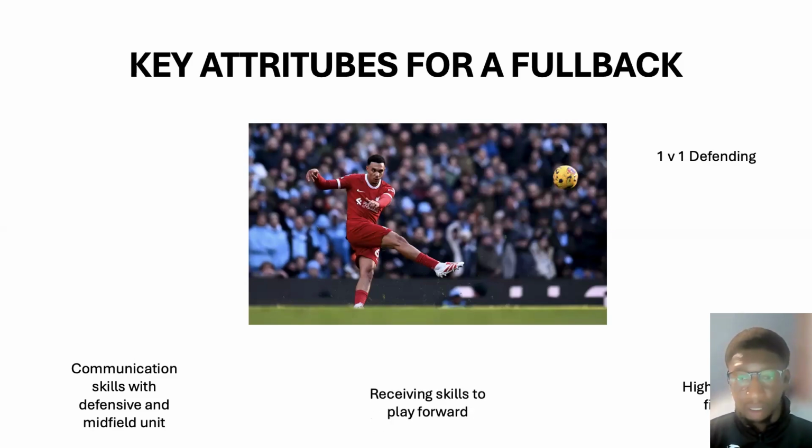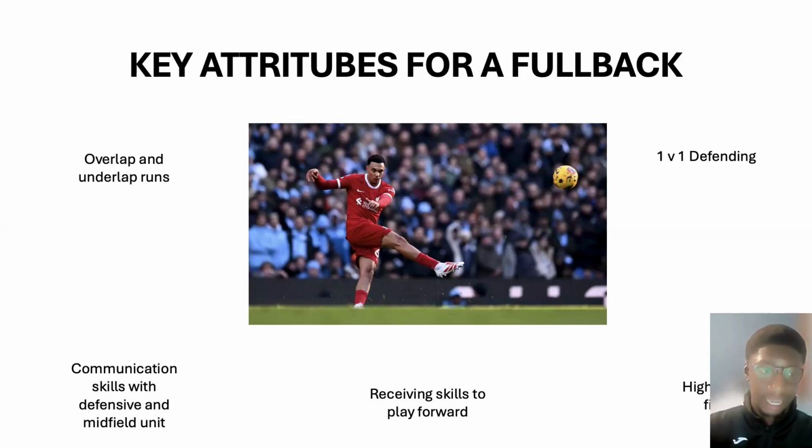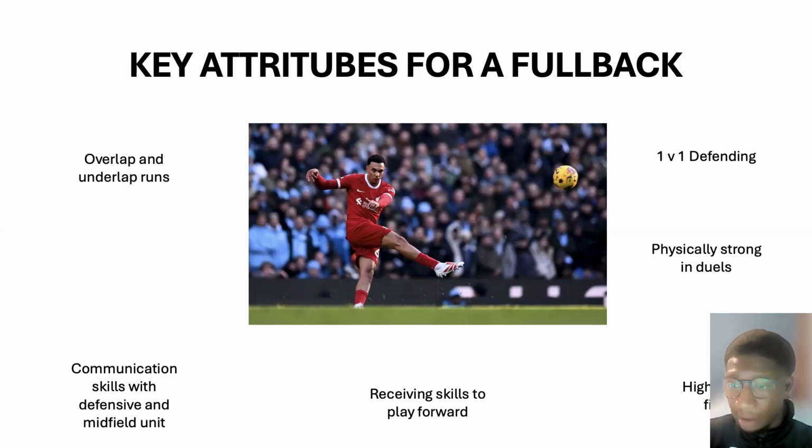Receiving skills to play forwards. So if we're receiving it on the half turn, if we're receiving it back to goal or facing to go forwards, receiving with an open body shape, receiving it on the half turn to play forwards where possible. Overlap, underlap runs. So how we saw in the first photo of Trent Alexander-Arnold, where he found himself high up the pitch making an overlap run. Salah went on the inside to then get a crossing. And being physically strong in duels. So again, we saw the clip with Jules Koundé versus Nico Williams, being physically strong in duels.